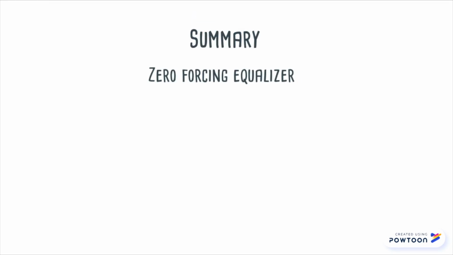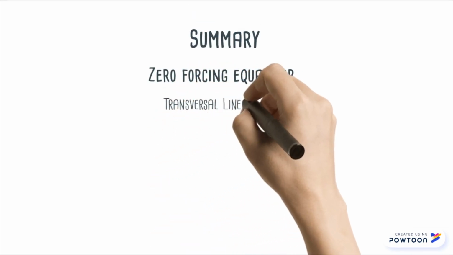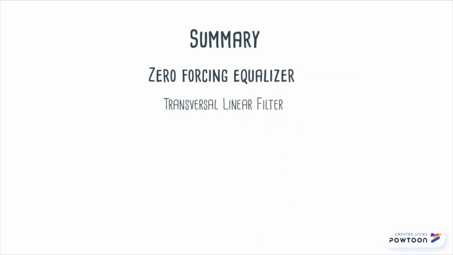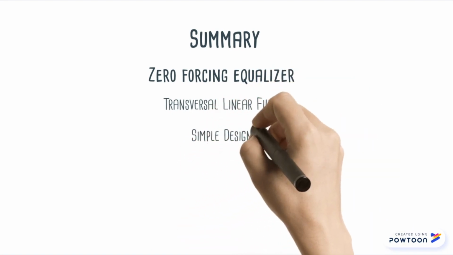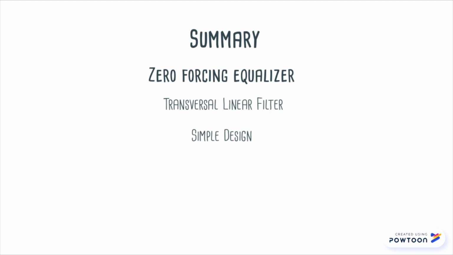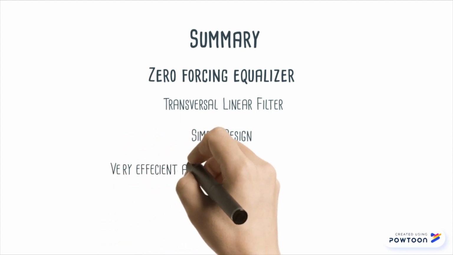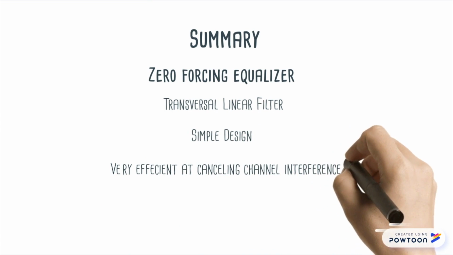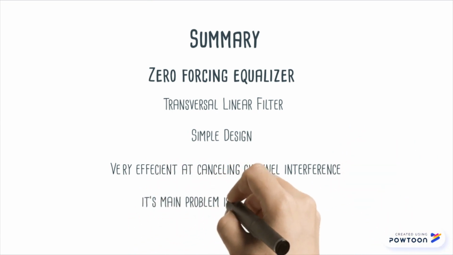Now let us summarize what we've been through. A zero forcing equalizer is a transversal linear filter. It is one that is fairly easy to design and produce because of its very simple structure. It is also very efficient at cancelling the interference of the channel as long as there is no interference dead zones. In this case, our equalizer will enhance our noise greatly.